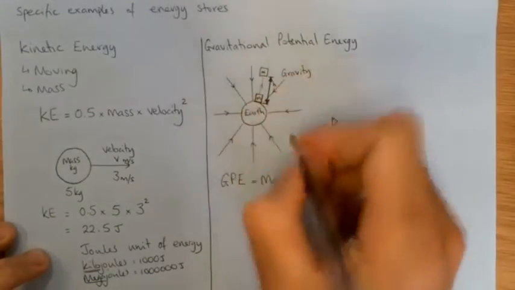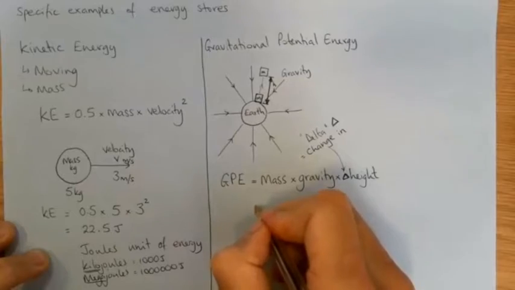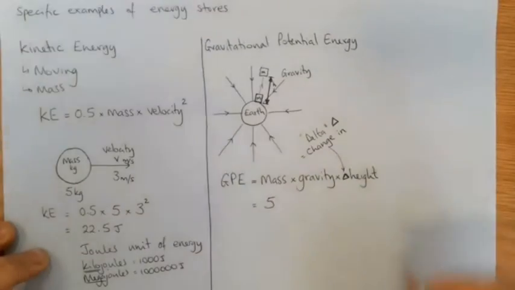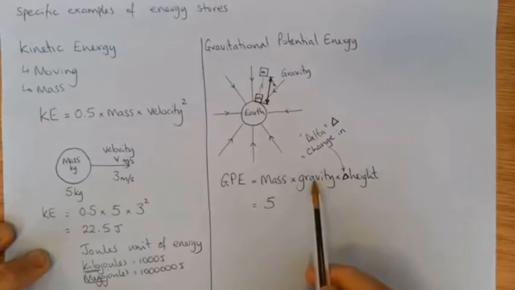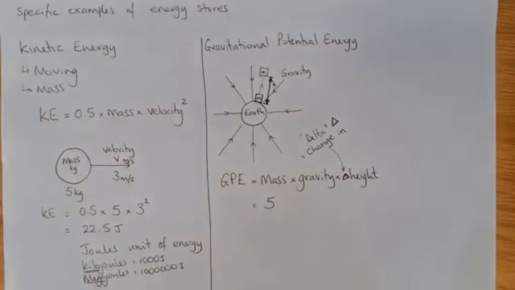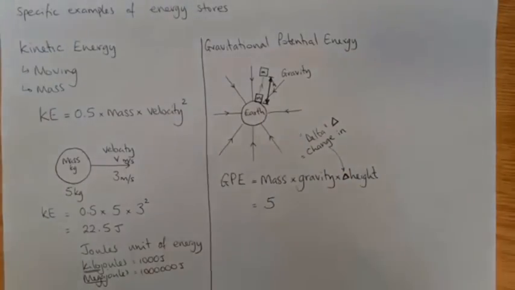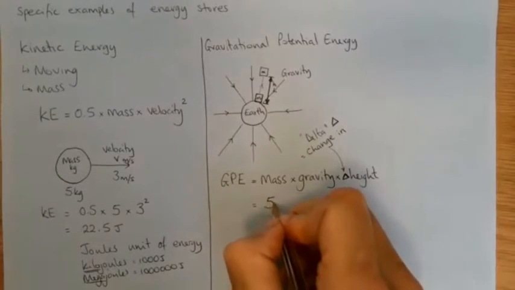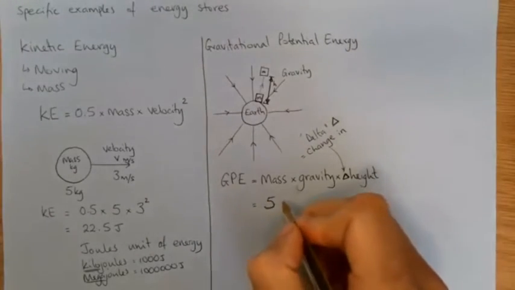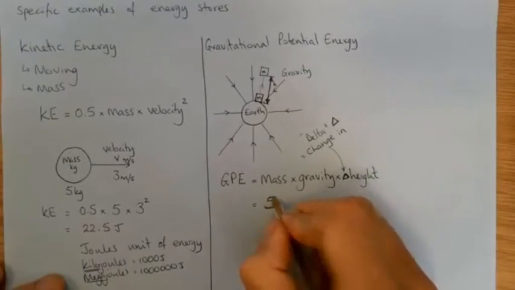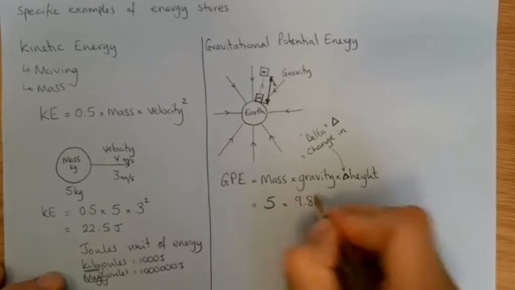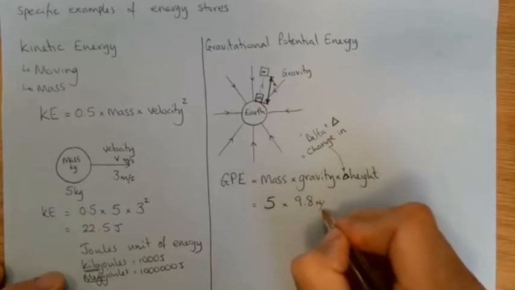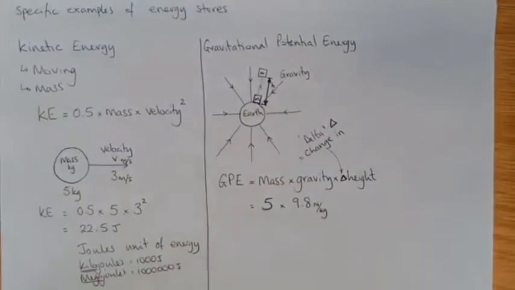So let's say that our mass is 5 kilograms again. We need to think about this value for gravity. Now, the gravitational field strength depends on the size of the object, which is the Earth, and other things. At GCSE, we can use the fact that gravity of Earth is 9.8 newtons per kilogram. So it's a known value that you can use and remember.